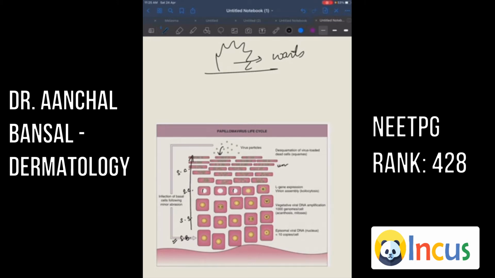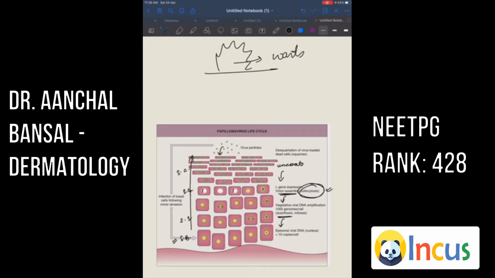uncoats itself and further causes infection of the stratum granulosum layer, where virion assembly occurs and there is formation of koilocytes. We will discuss koilocytes in histopathology. Then the virus proceeds to the stratum spinosum layer and causes hyperproliferation of the spinous cell layer, leading to formation of acanthosis.